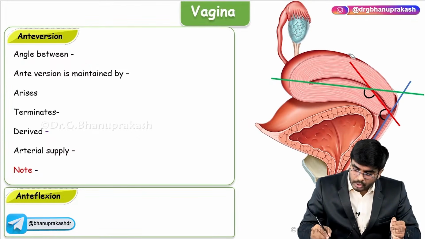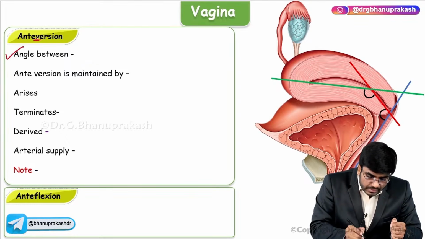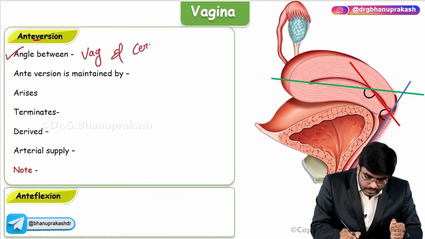Now let's see some important points. So it's the angle of version between the vagina and the cervix.